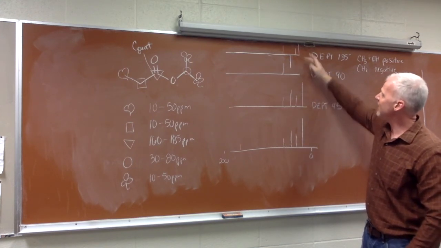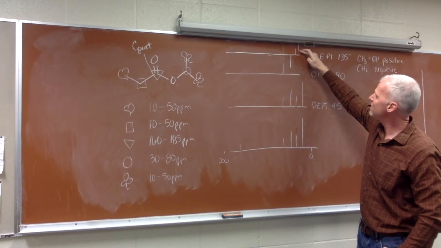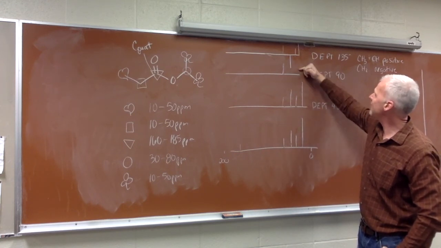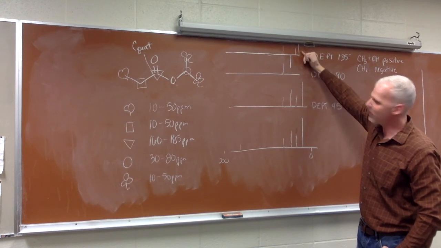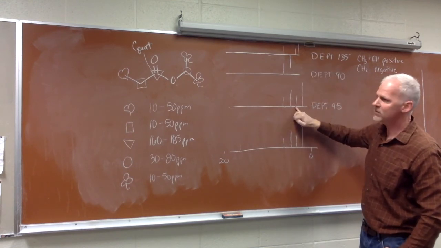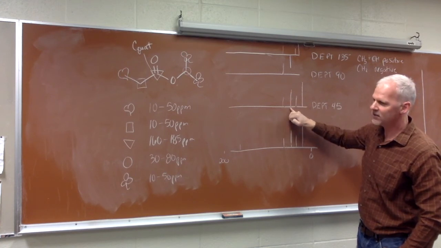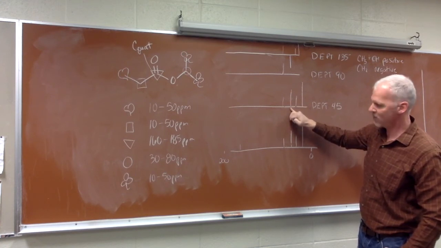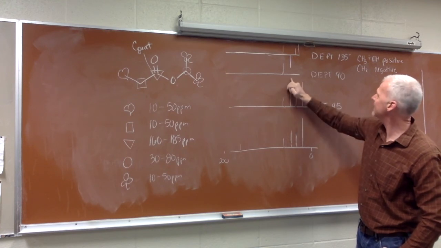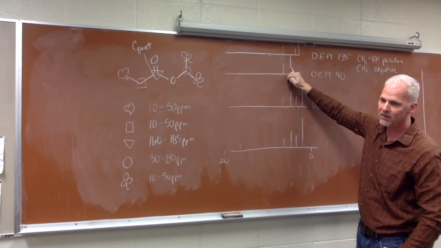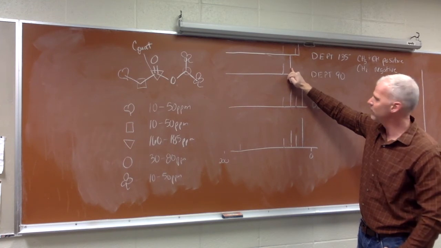So in this case, the first signal is a methyl group because it is in the DEPT 45, not in the DEPT 90, and in the DEPT 135. The second one is also a methyl group for the same reasons. The third signal here is a methylene. It's in the DEPT 45, meaning it has H's. It's not in the DEPT 90, meaning it's not a CH. And then it's a negative signal in the DEPT 135, meaning it's a CH2.